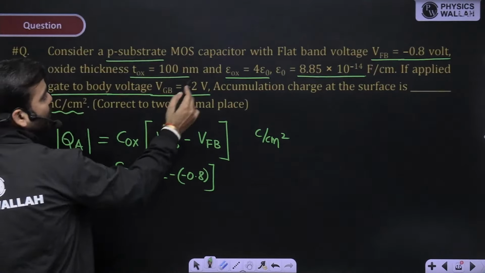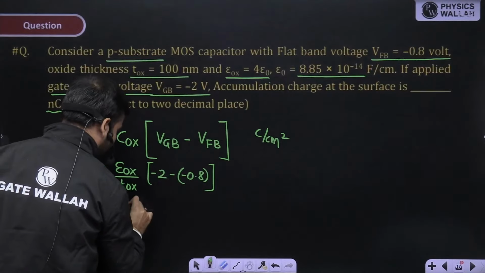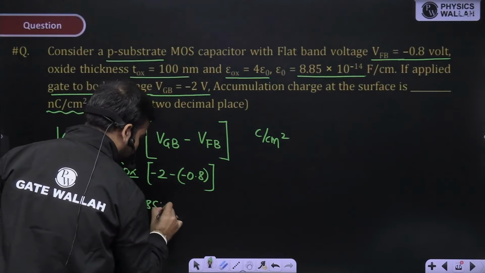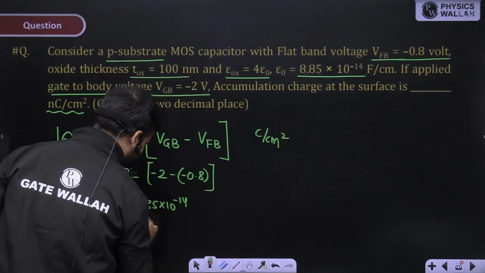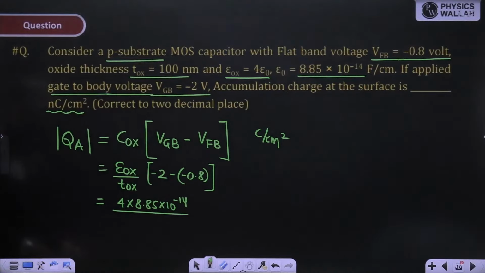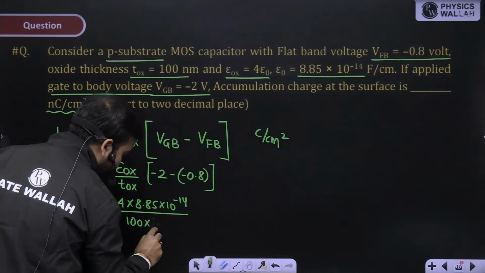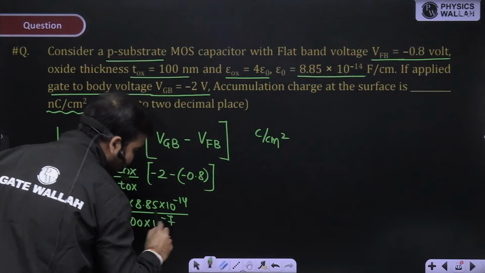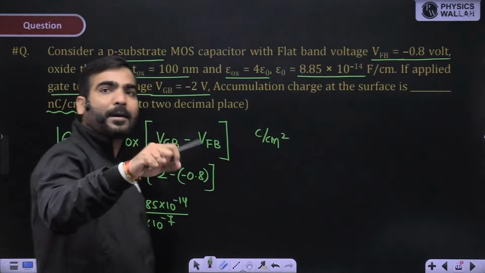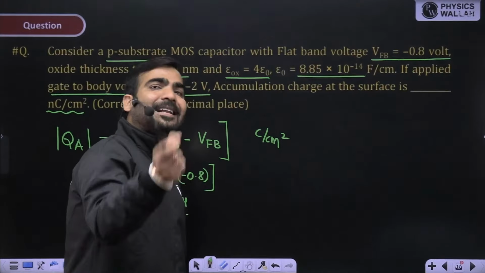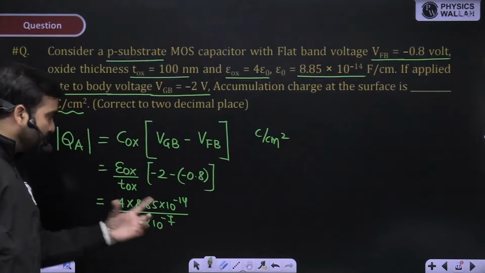Epsilon OX is how much? 4 epsilon naught. So epsilon naught is 8.85 into 10 to power -14. Oxide thickness TOX, how much? 100 nanometer. 100 nanometer means 100 into 10 to the power of -7 centimeter. Nanometer means 10 to power -9 meter. Meter is equal to 100 centimeter. That's why 10 to power -7.